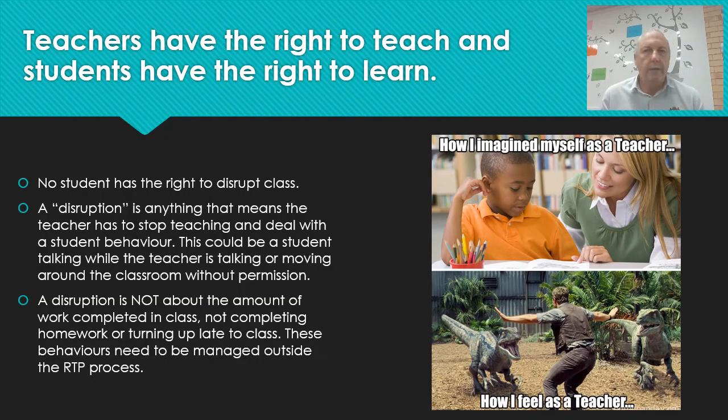At the centre of the philosophy of RTP is teachers have the right to teach and students have the right to learn. No student has the right to disrupt the class, and a disruption is anything that means that the teacher has to stop teaching and deal with the student behaviour. This could be a student talking while the teacher is talking or moving around the classroom without permission.